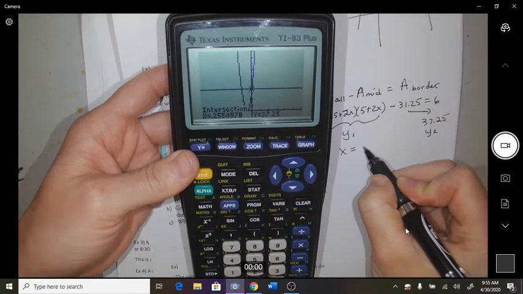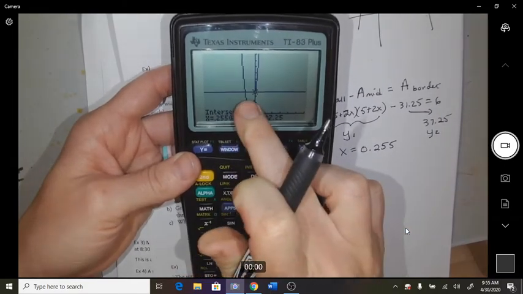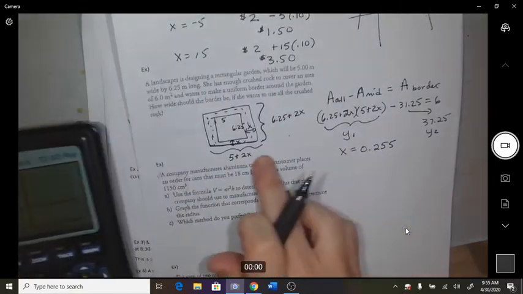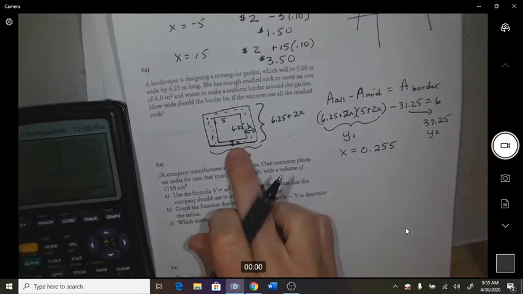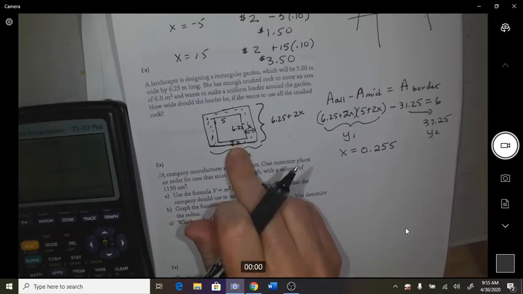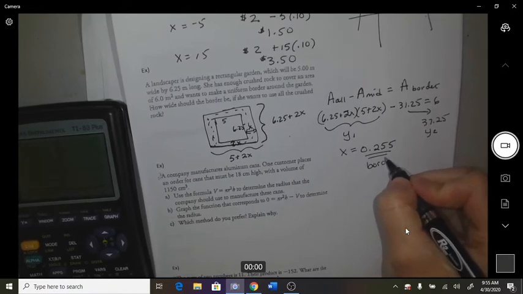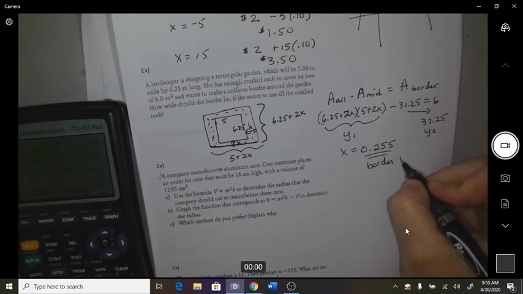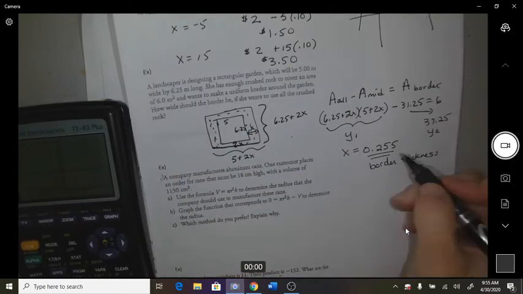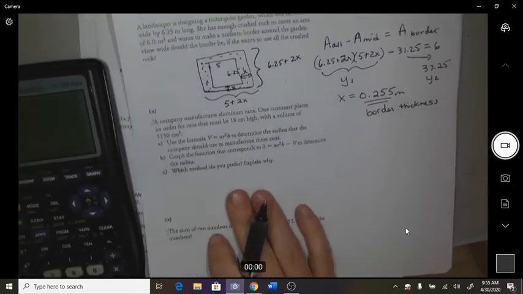So x equals 0.255. Okay, I don't want this intersection because that's an x value of negative, and in this case x is the dimension of that, the thickness of the border. Okay, so here's the border thickness, or width in meters.